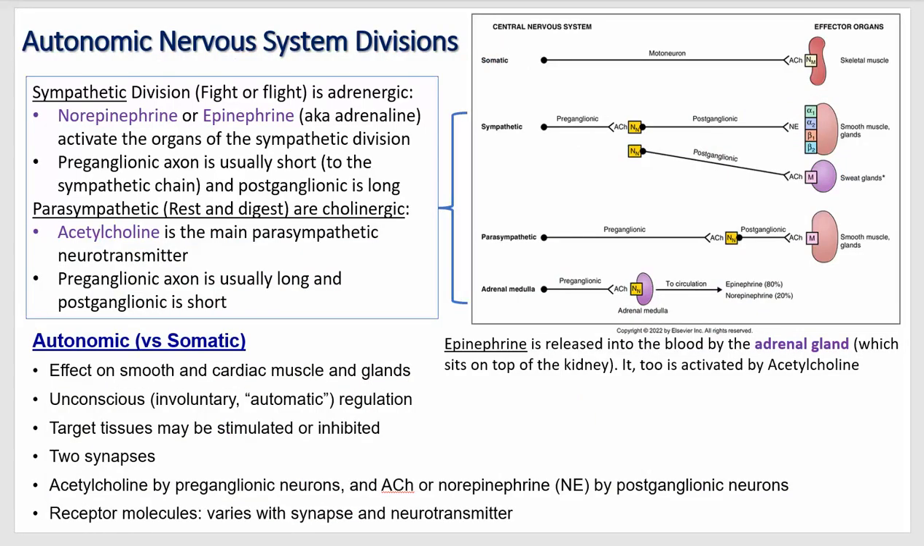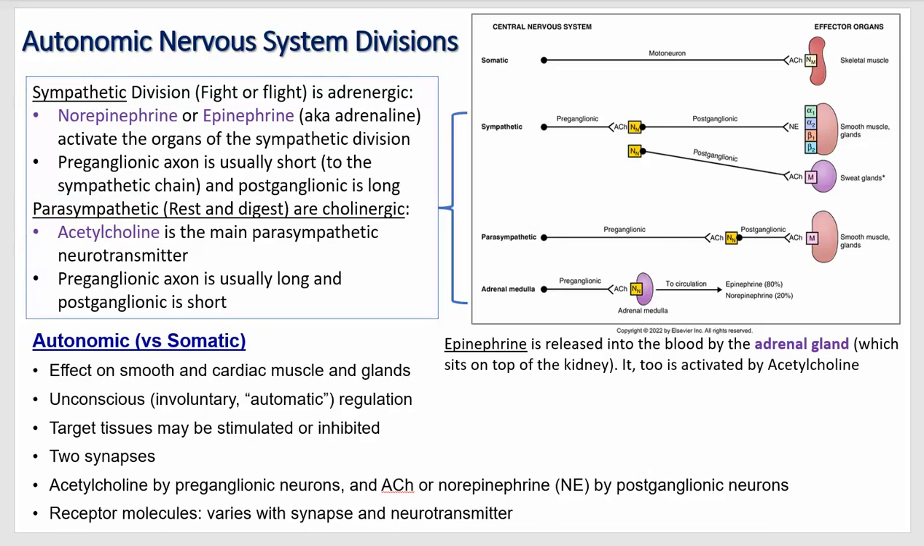All right, so let's get into more detail about the structure and how things are put together. So the autonomic nervous system divisions, okay, so we've got the sympathetic, which is the fight or flight, and the parasympathetic, which is the rest and digest.